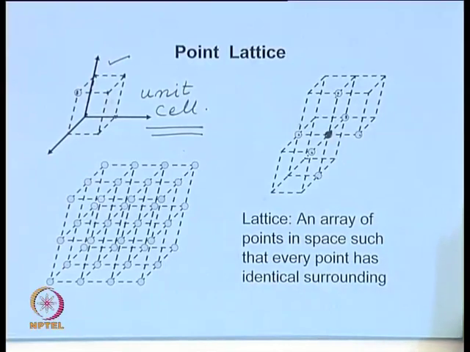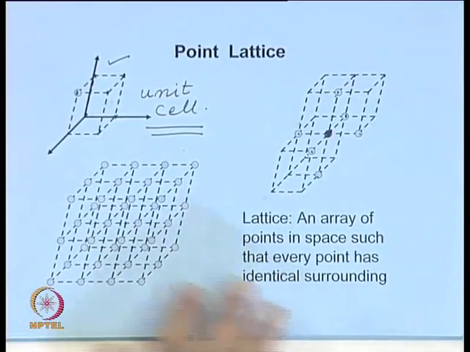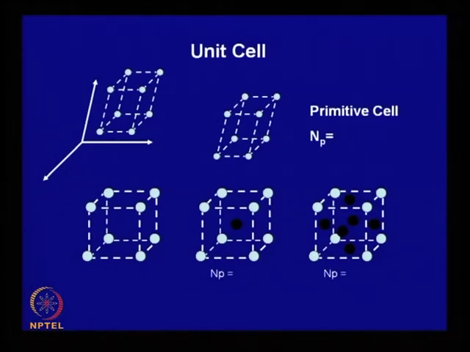Now, all crystal structures we try to represent in terms of this lattice structure. Now, this is the lattice, this is the lattice structure. Now, when you have points, this is the smallest building block of that lattice called unit cell, and let us look at this particular unit cell. Here, we have points only at the corner of the cell.